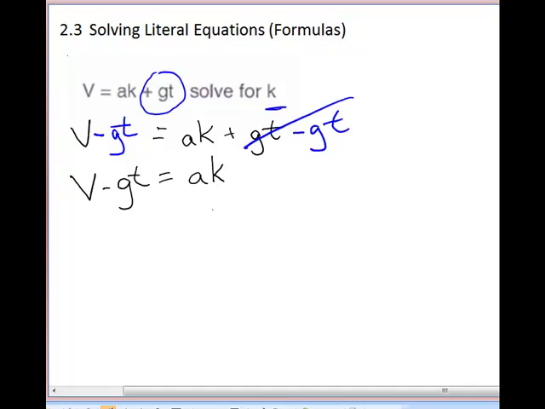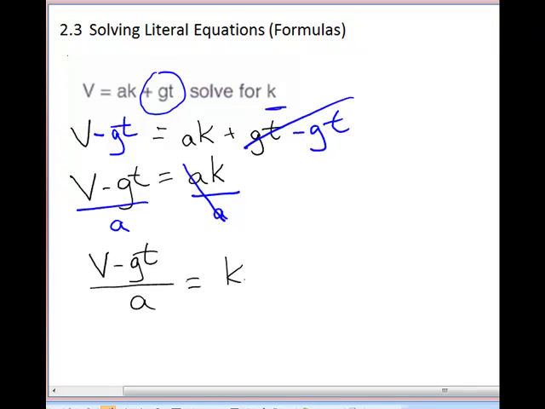Look back to see which one you want. We want the K. Go on that side. It is multiplied by the A, so to get the A off, what should you do? You should divide because it's multiplied. This one will cancel. That isolates the one we want. So V minus GT over A is equal to K.